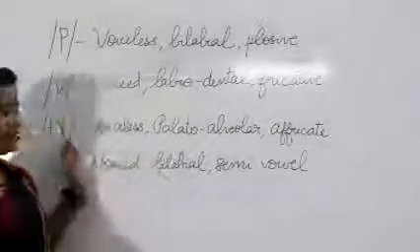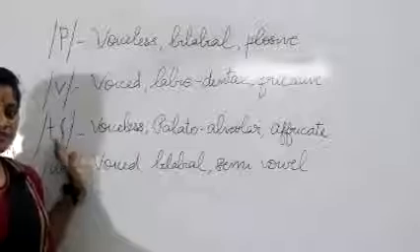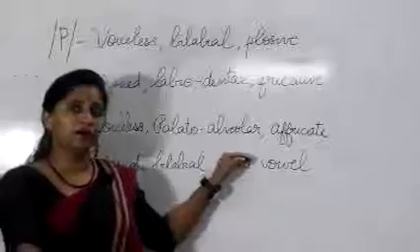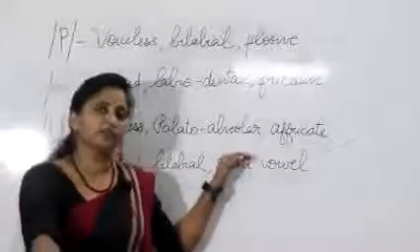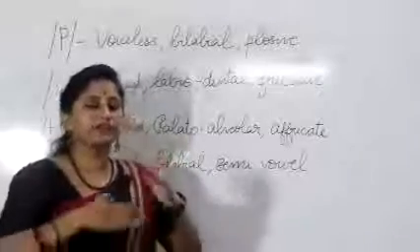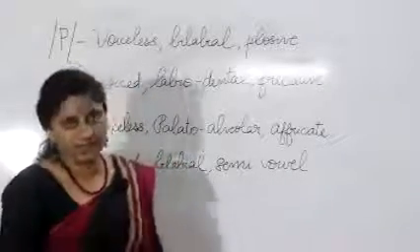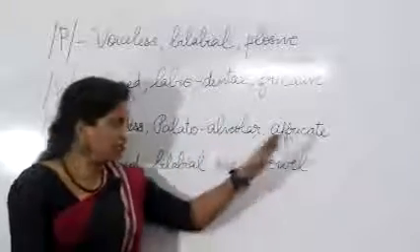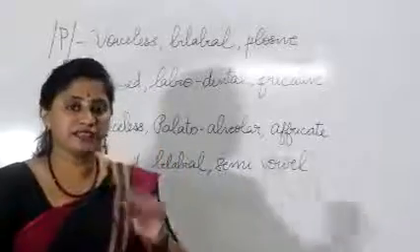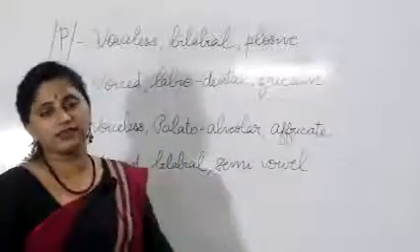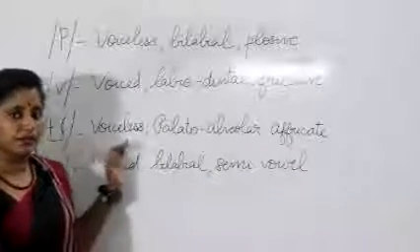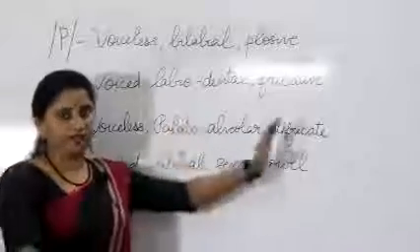Okay, next one, Ch. Ch is a voiceless sound. It is palato-alveolar. The tip of the tongue touches the alveolar ridge, and the front of the tongue raises towards the hard palate. So it is a palato-alveolar sound, and it is an affricate because the release is very slow. That's an affricate. So Ch is a voiceless palato-alveolar affricate.